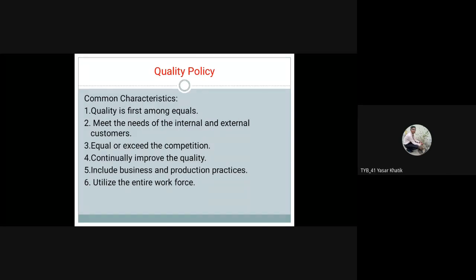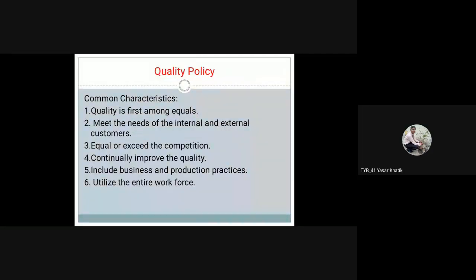Continually improve the quality. Once you have made one quality product, suppose in 2021, after that you have to make some modifications time by time, with an improved quality level.